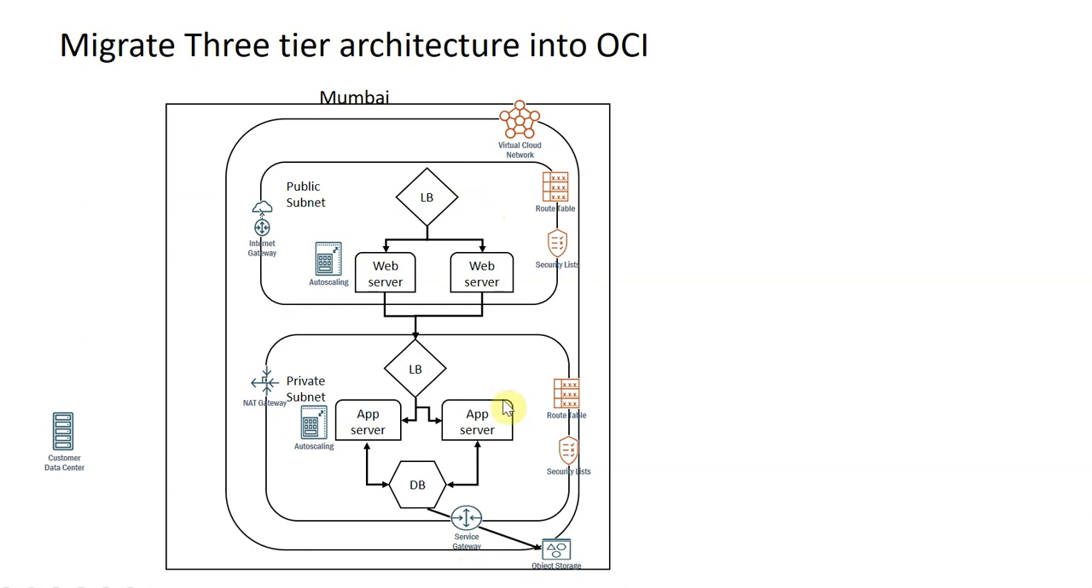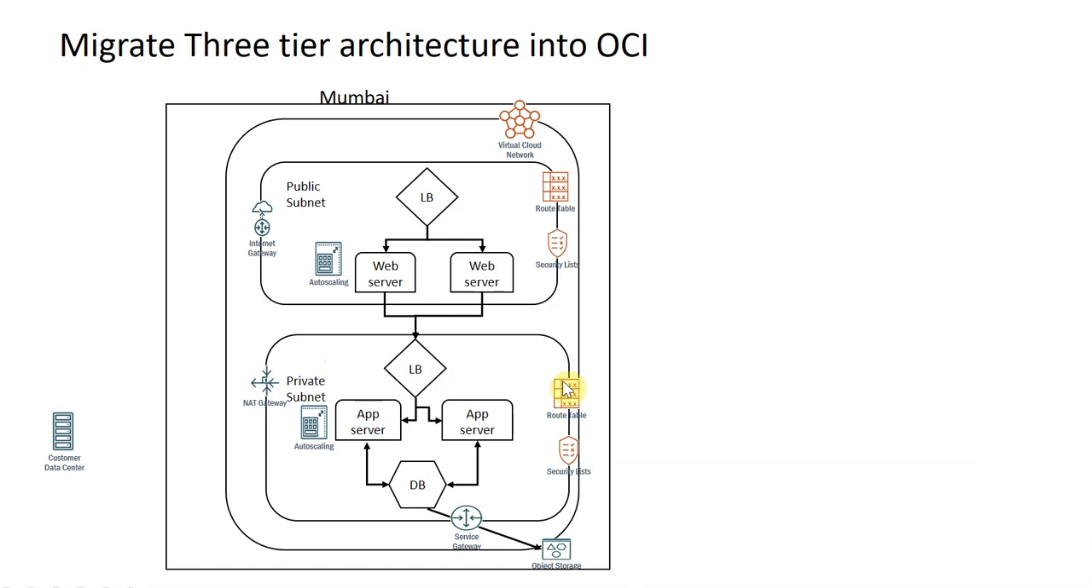is defined in the route table, and the app server and database server also need to connect to the outside network to download the patches to get some fixes. So that goes via the NAT gateway. The beauty of the NAT gateway is that it's going to be a one-sided network. It means only the connection from the private subnet to the outside world will be possible, but from the outside world no one can connect directly to the private subnet.